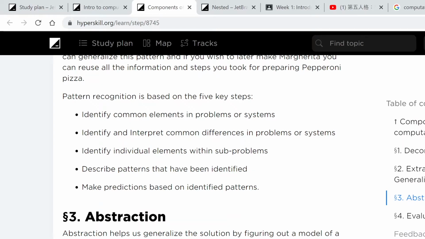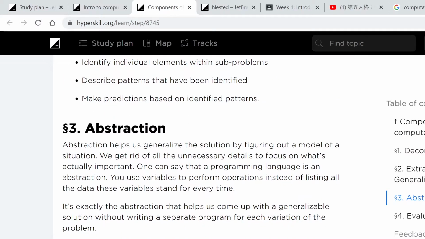Now, third is abstraction. In the question, there is a lot of information you could take in, but not all of the information is important or useful. You should only have the necessary details. So get rid of all the unnecessary details to focus on what's actually important. You can say that a programming language is abstraction. Now, abstraction can help you a lot.